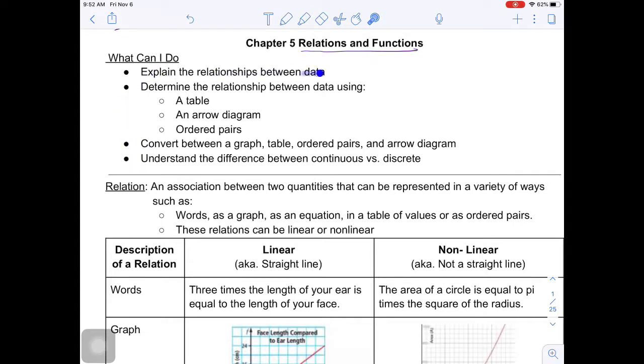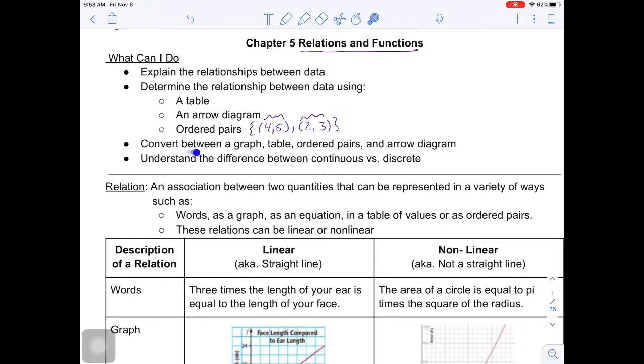So after we hopefully can do all of these, so explain the relationship between data, okay? So that's essentially determining and explaining the relationship between a relation. We need to be able to show a relation in multiple ways. So this video will talk about using a table, an arrow diagram, and ordered pairs, okay? Ordered pairs is where you set up and you say like 4 and 5, 2 and 3. This would be one ordered pair, and this would be another ordered pair, okay?